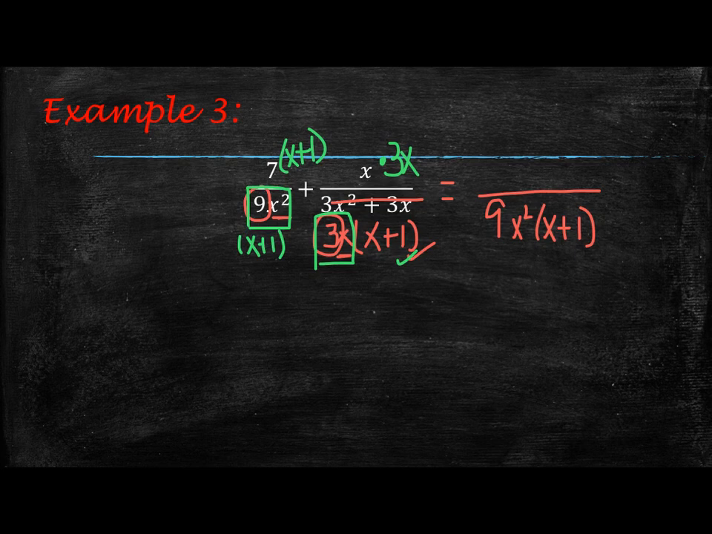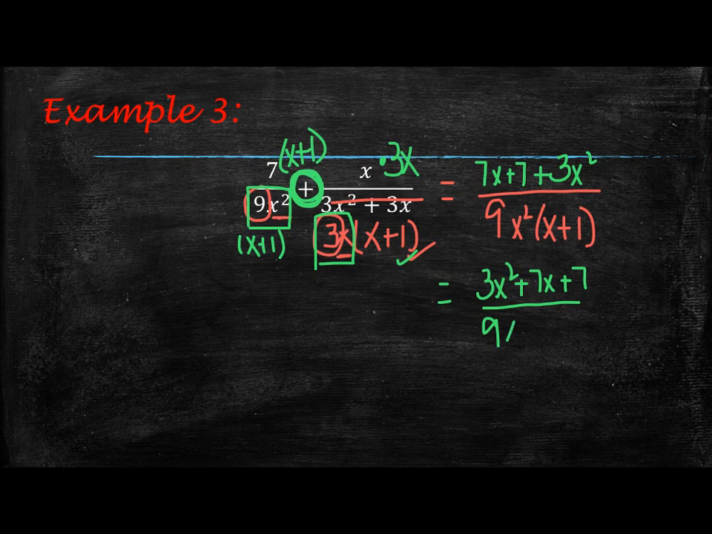So now we have 7 times x plus 1, which is 7x plus 7. And then we have x times 3x. Now again, we've got that plus sign there, so don't forget, put plus, and then you'd have 3x squared. Rewrite the numerator in descending order, so 3x squared plus 7x plus 7 all over 9x squared times x plus 1.